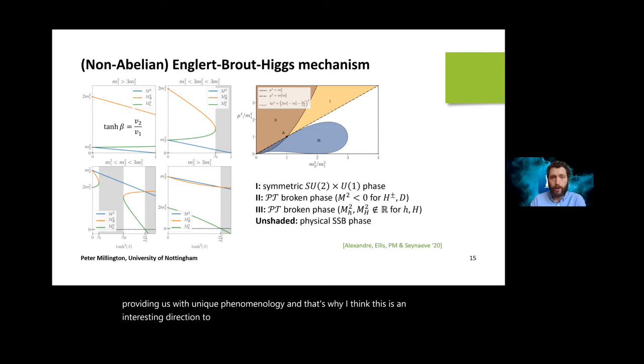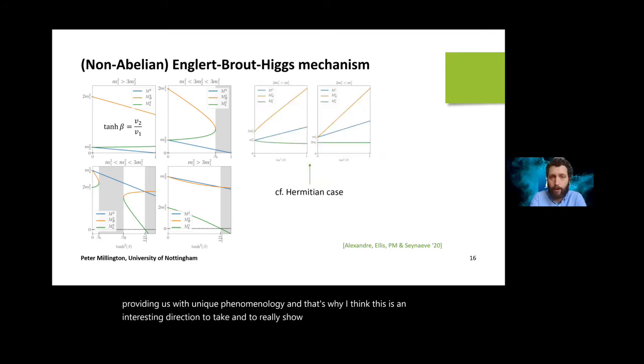And to really show that, this is a comparison of the evolution of the same masses, but in a corresponding Hermitian model, so the standard 2 Higgs doublet model. And what you can see, so the horizontal axis on all of these plots is essentially related to the ratio of the two vacuum expectation values of the fields, so the beta parameter.